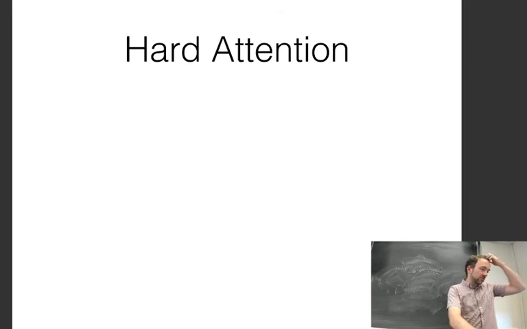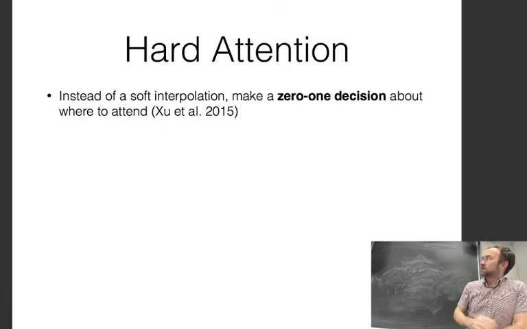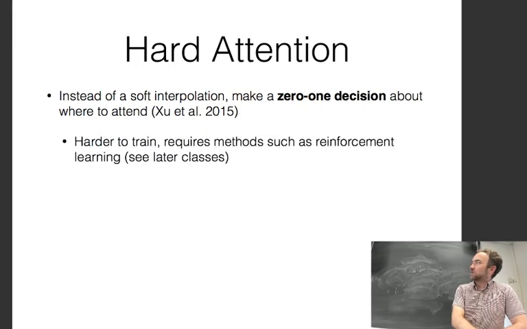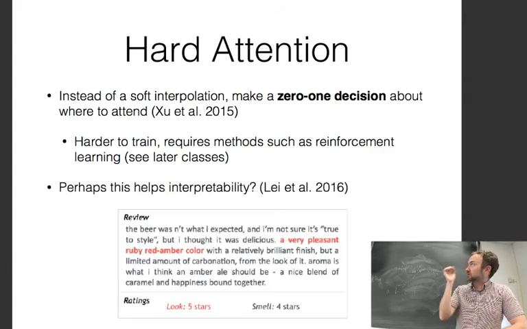So there's also a few specialized varieties of attention that you might want to know about if you're doing something related to these things. So one is hard attention. The idea of hard attention is that instead of doing soft interpolation, make a 0-1 decision about what you're attending to. One thing to note is that this is much harder to train because you basically have 0-1 decisions which are not differentiable. And it requires methods such as reinforcement learning or something else like that.